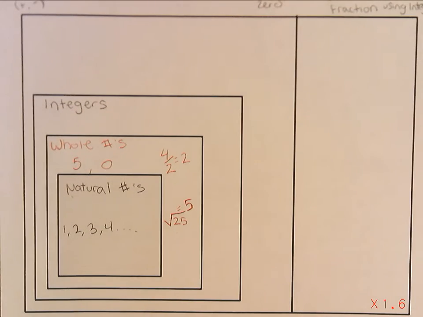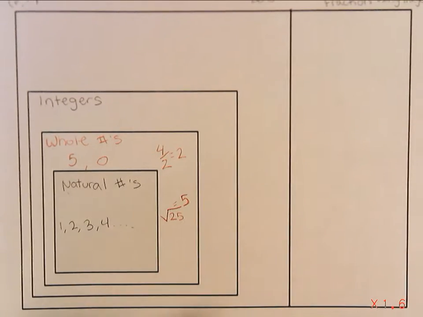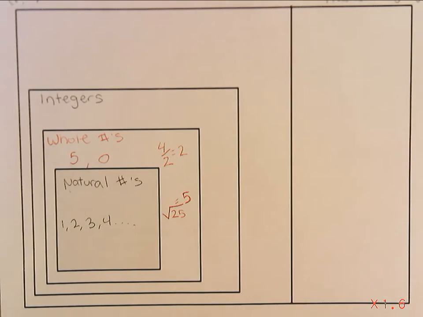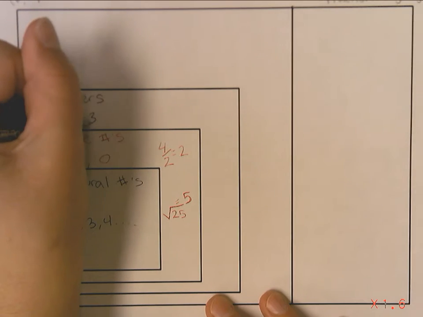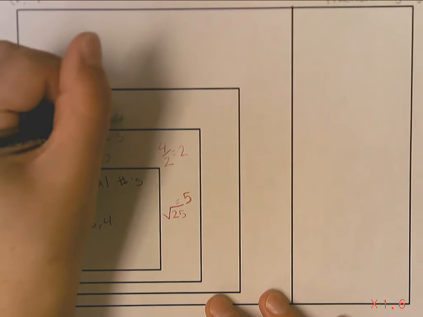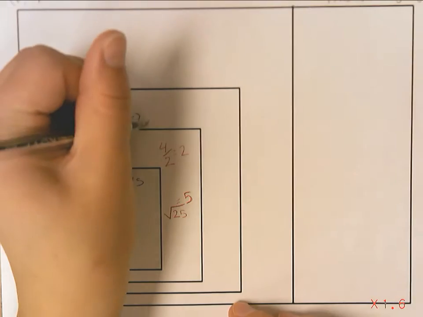Integers, and remember we talked about that an integer is also a whole number and it's also a natural number. Integers include them all. An integer is almost the same thing except for it includes negatives. So you could have a -3, you could have a positive 400 or 123, you could have 0.